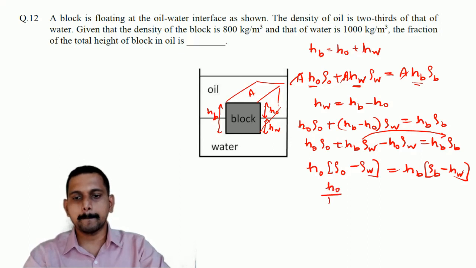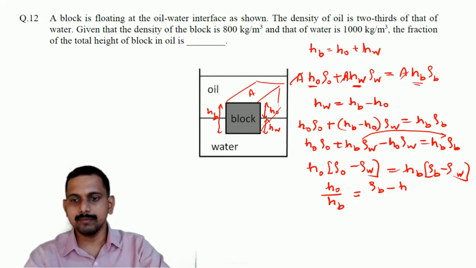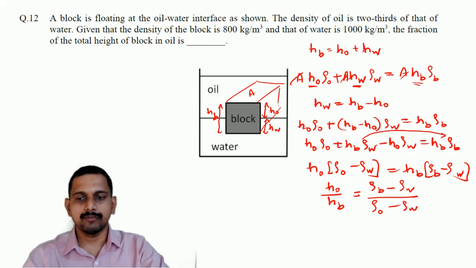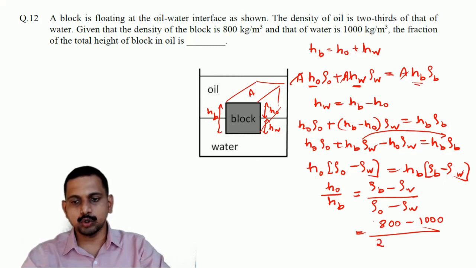So we can have H oil by HB is equal to rho B minus rho W, I am sorry, this is rho W, divided by rho oil minus rho W. Now when you substitute, rho block is given as 800, rho water is given as 1000, and rho oil is 2/3 of 1000, minus 1000.